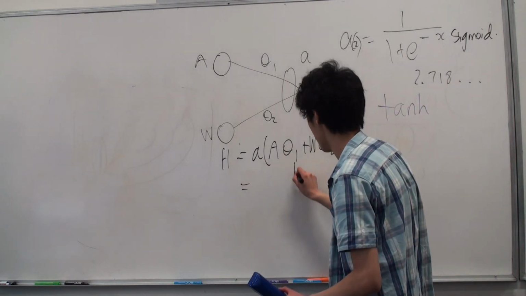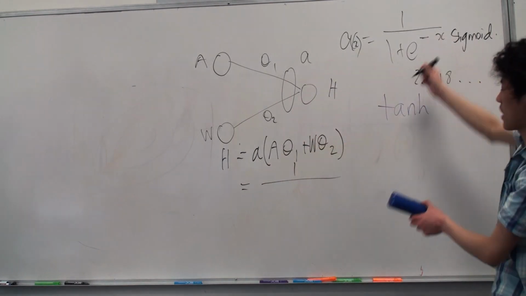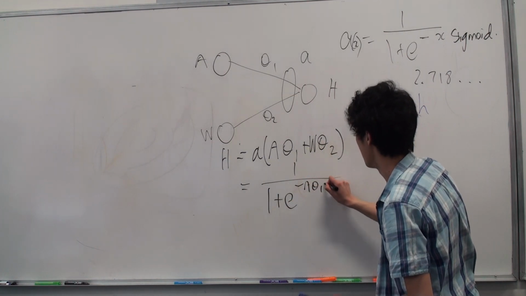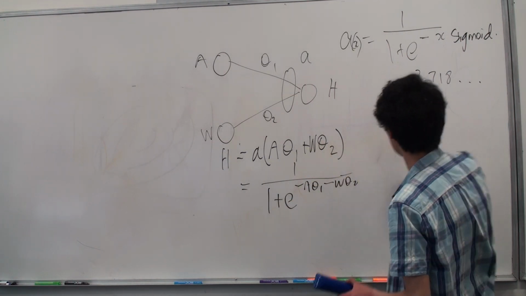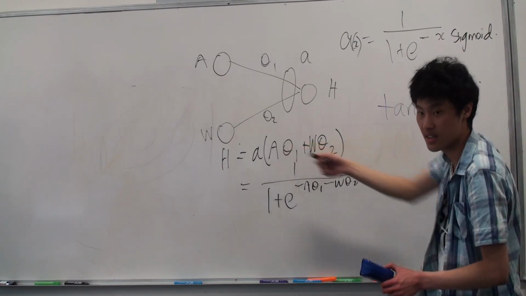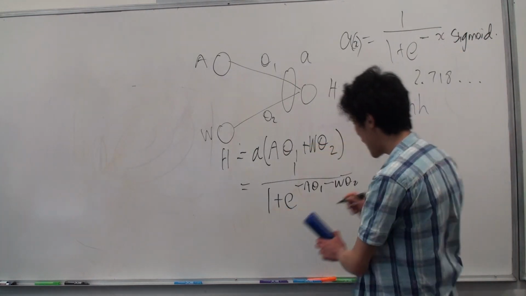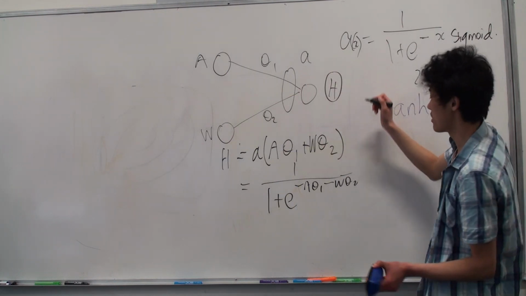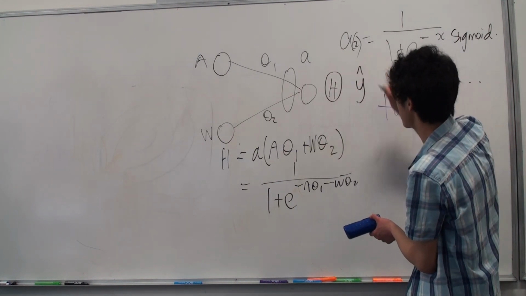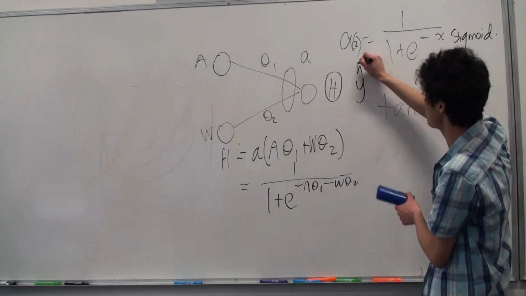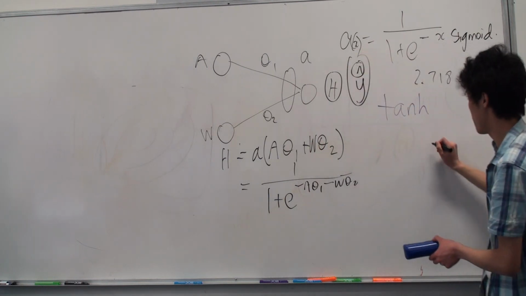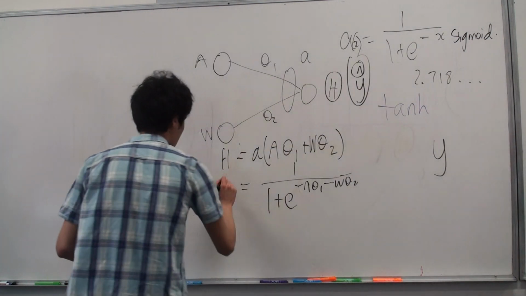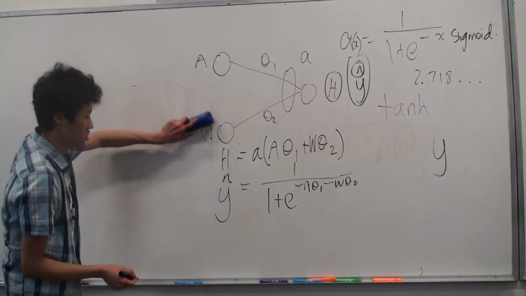And this can also be written as 1 plus e to the minus a theta 1 minus w theta 2. We just replace the x with all of this, and this is what it becomes. And remember from before, the prediction is y hat. The hat means prediction. If there's no hat, that means it's a true value. So this is equal to y hat. Just remember that.